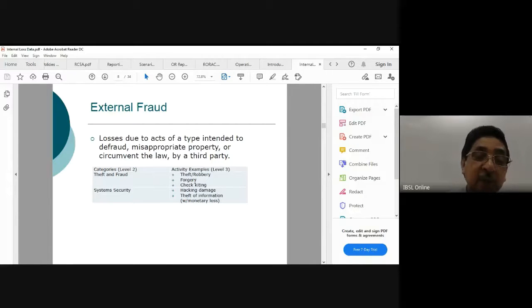Of external fraud: theft, robbery, forgery, check kiting, and under system security you have hacking damage, theft of information, or that type of thing. Hacking, or you can put in viruses, and all that comes under system security. So that is also coming under external fraud.